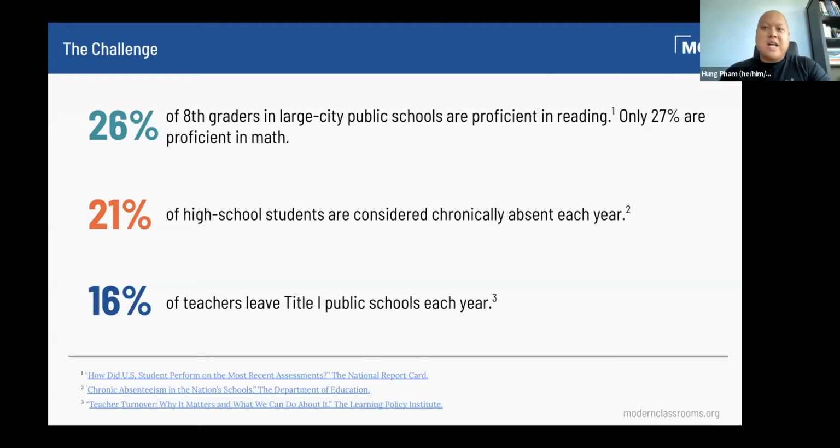This challenge is quite familiar to all of us, I'm sure. 26% of eighth graders in large city public schools are proficient in reading. Only about 27% are proficient in math. 21% of high school students are considered chronically absent each year, and a lot of those are for legitimate reasons and often really heartbreaking reasons. And then 16% of teachers leave Title I public schools each year just because of the unique challenges that come with teaching and learning and the opportunity for leadership in Title I public schools.